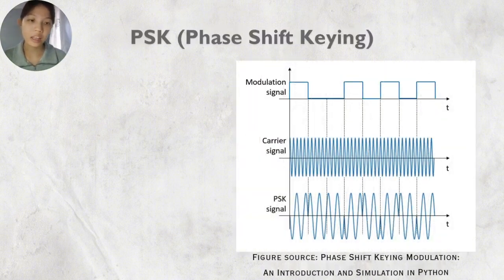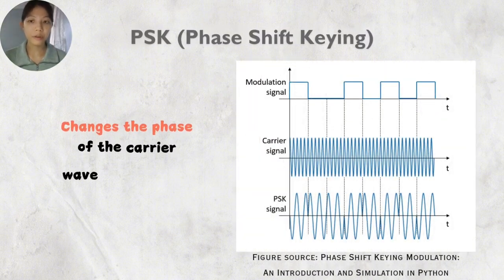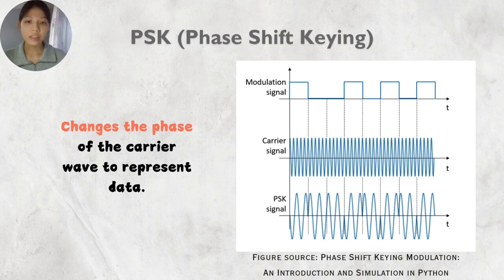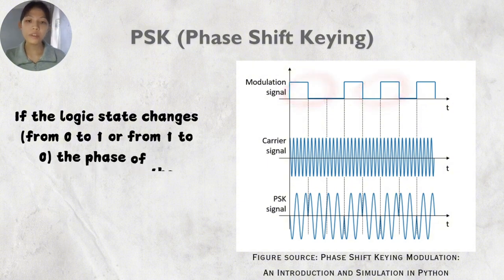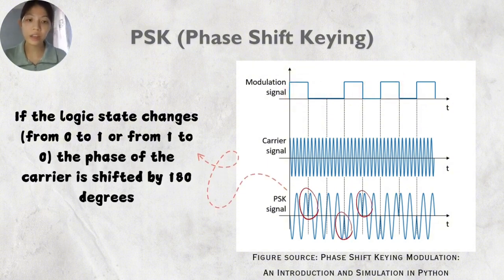Next, we will proceed to the PSK, phase shift keying. This technique will change the phase of the carrier wave to represent the binary data. So in this graph, you will notice that when the logic state changes, no matter from 0 to 1 or 1 to 0, the phase of the carrier is shifted by 180 degrees. In contrast, if the logic state remains unchanged, the phase of the carrier will also remain unchanged.